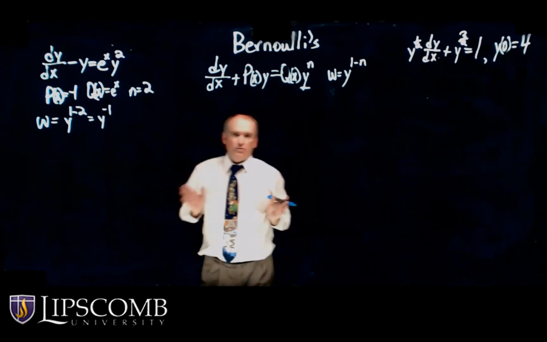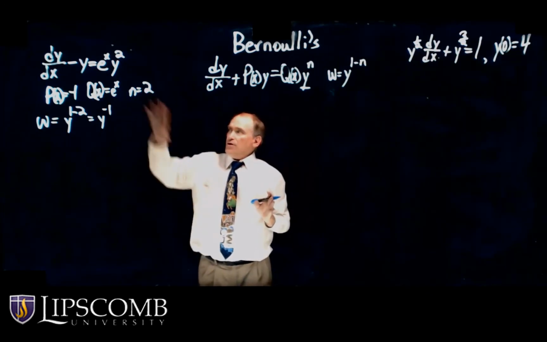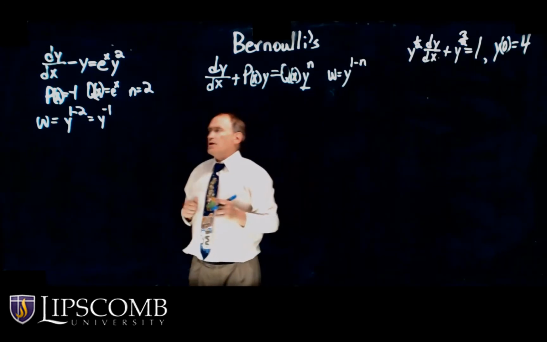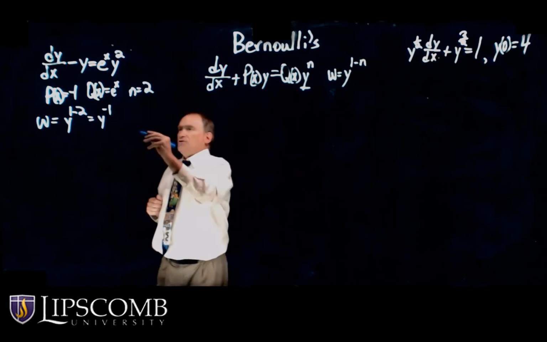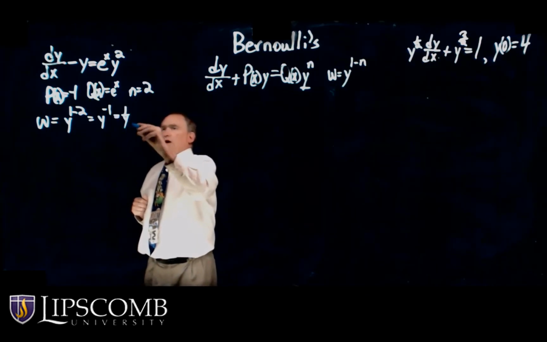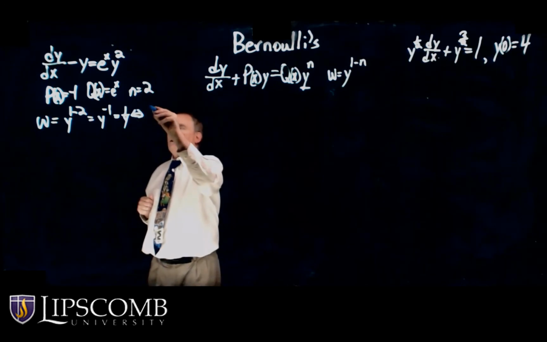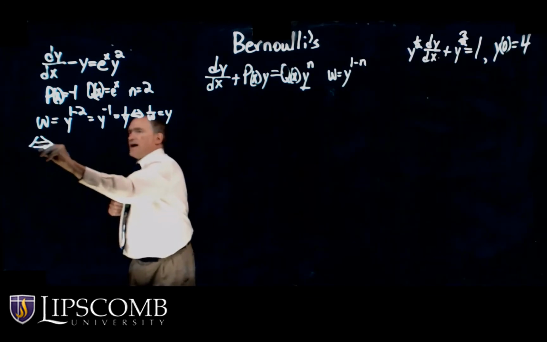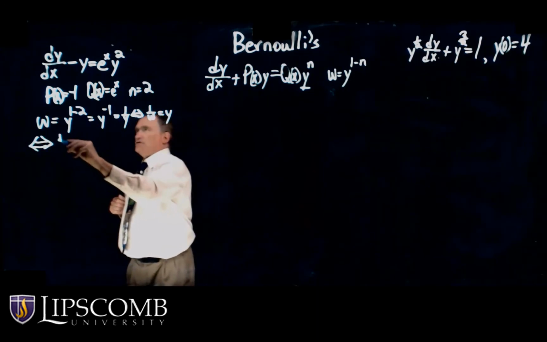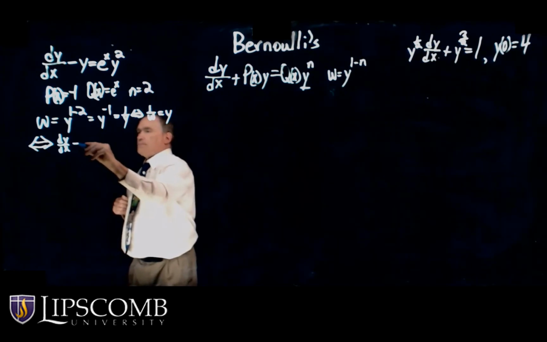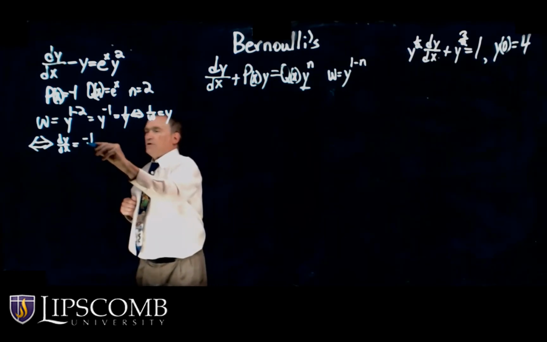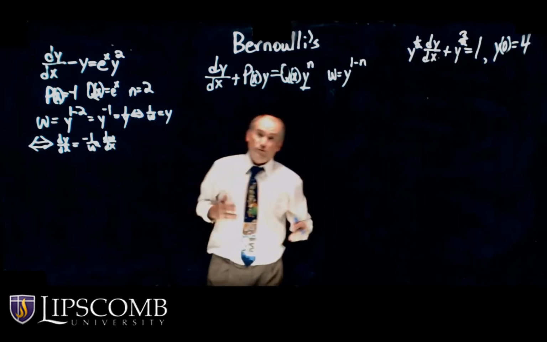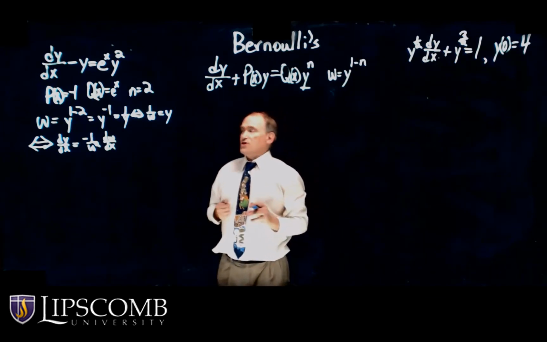Now what I want to do is substitute, get rid of the y's and only have w's, and it'll be linear in w, and I can use the integrating factor. So w is 1 over y. So I can make this 1 over w equals y. Therefore dy/dx equals negative 1 over w squared dw/dx. That's the chain rule from Calculus 1. That's all I'm doing is the chain rule.